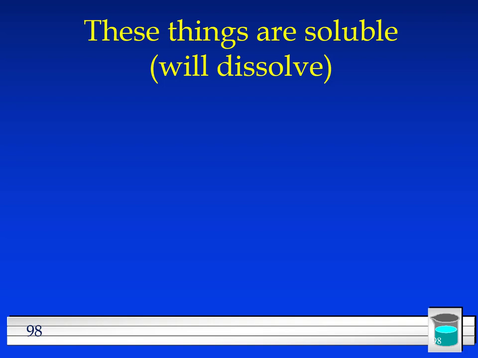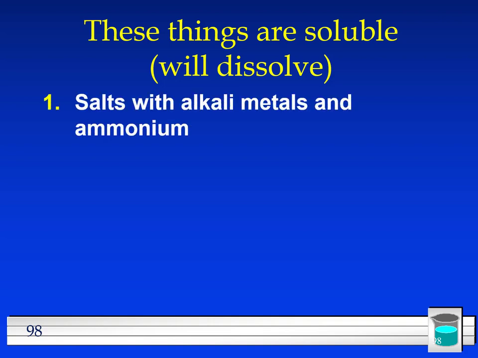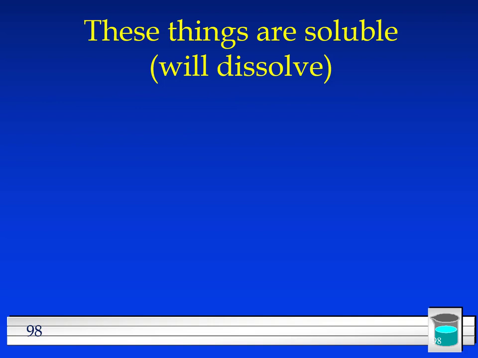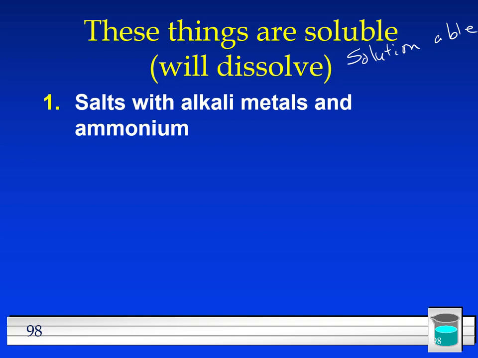So, able to be solution. So think of it as solution. Because the first mistake people make is getting it backwards. Okay? So, salts means just an ionic compound.